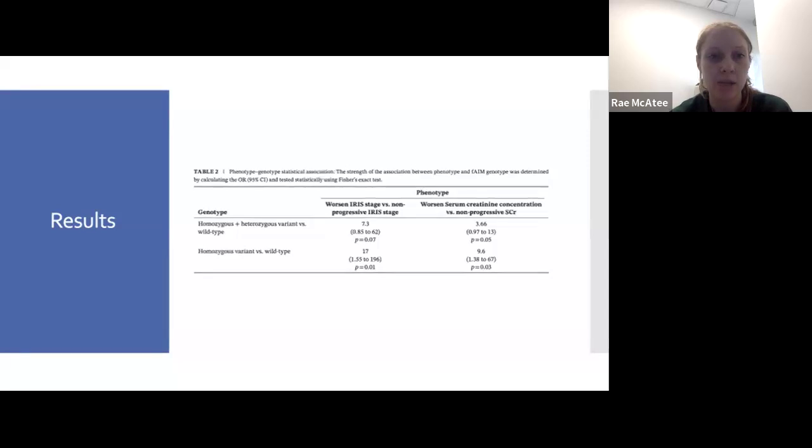When they looked at the homozygous variant with the heterozygous variant and compared that group together to the homozygous wild type, then you can see that the odds ratio crosses over 1. So not necessarily statistically significant. Just because the cat has one allele of the variant doesn't necessarily mean they're more likely to have progressive renal dysfunction, is how I interpreted this table.